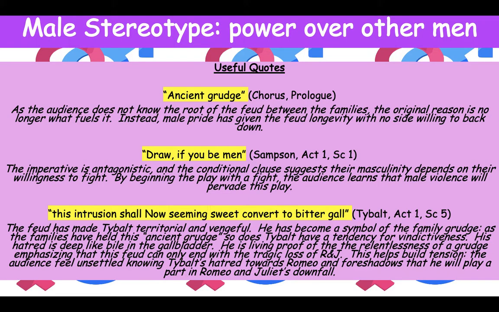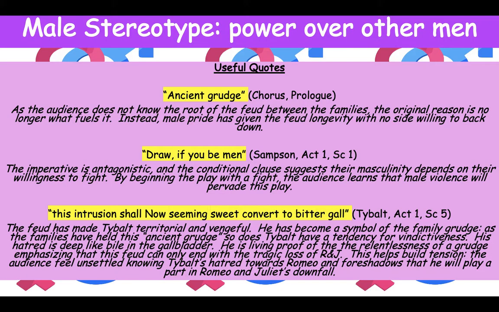And then look at Tybalt in Act 1, Scene 5. This is after he has seen Romeo gate crash the party, and he's extremely angry and wants to fight, but Lord Capulet stops him too. But he says, "This intrusion shall now, seeming sweet, convert to bitter gall." So the feud has made Tybalt territorial and vengeful. He has become a symbol of the family grudge.